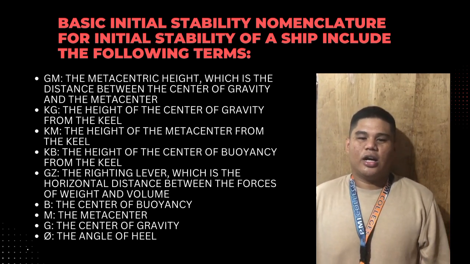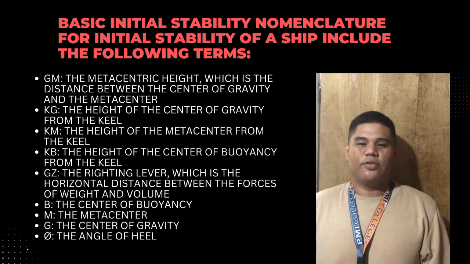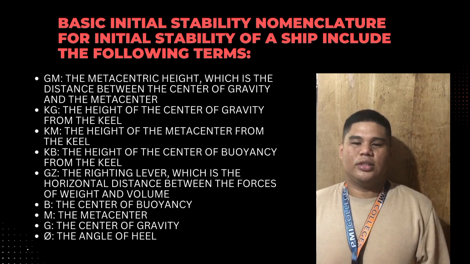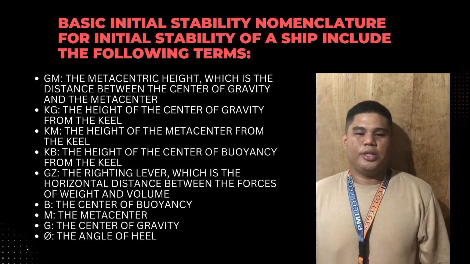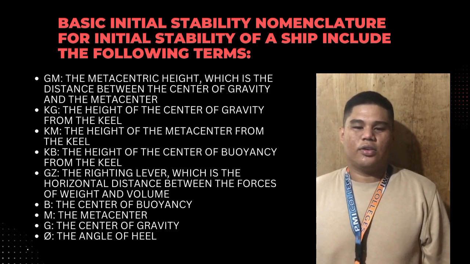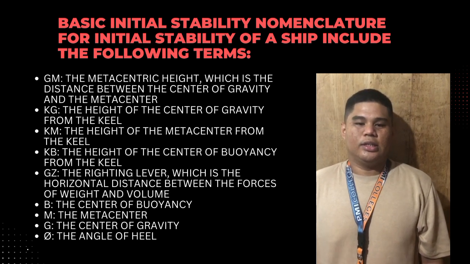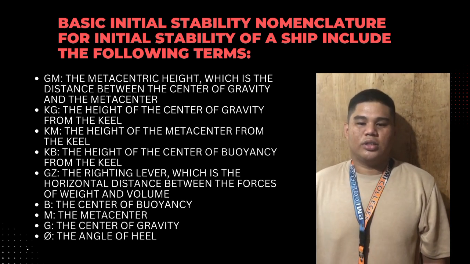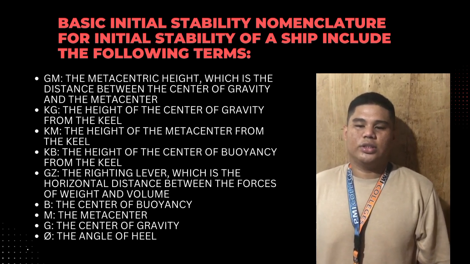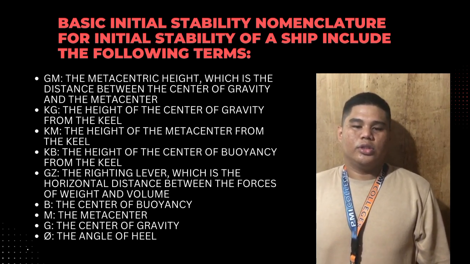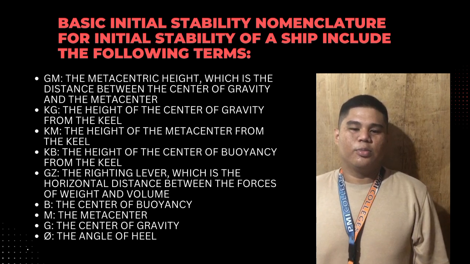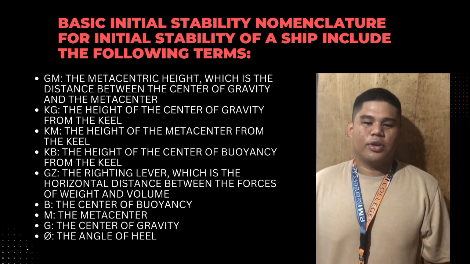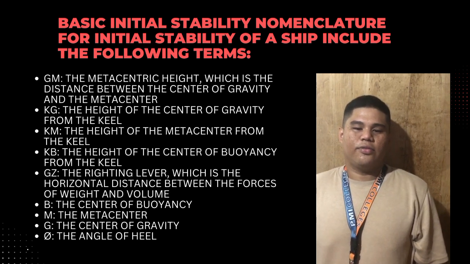KG, the height of the center of gravity from the keel. KM, the height of the metacenter from the keel. KB, the height of the center of buoyancy from the keel. GZ, the righting lever, which is the horizontal distance between the force of weight and buoyancy. B, the center of buoyancy. M, the metacenter. G, the center of gravity. Phi, the angle of heel.